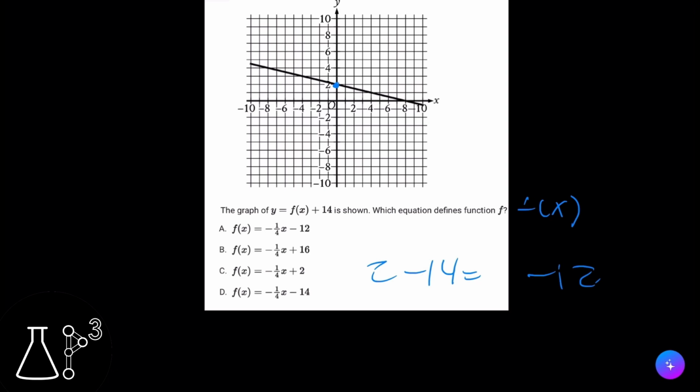Therefore, I have to look at my answer choices. That gives me the y-intercept of negative 12, and when I add 14, I get positive 2, which would be A. So be careful. Don't add 14. You subtract 14, which equals negative 12.